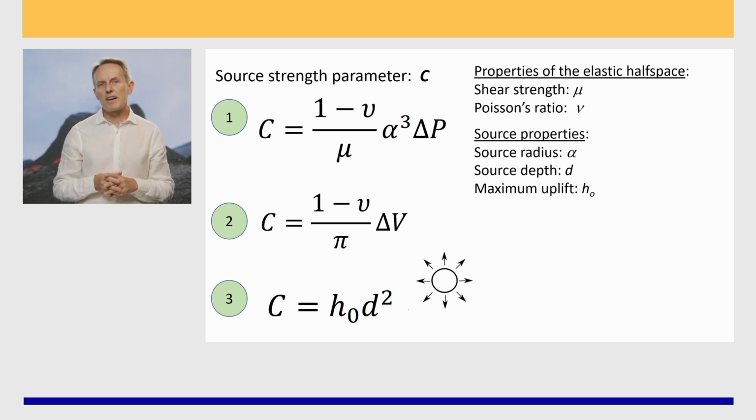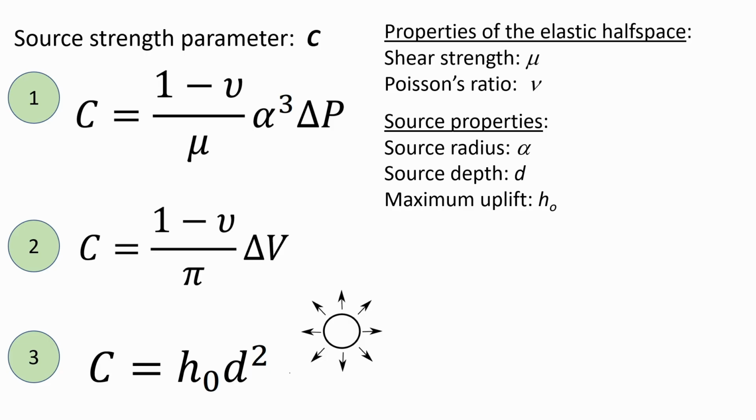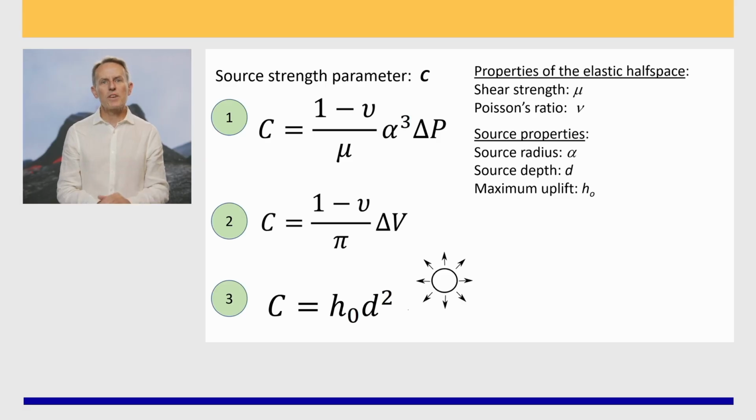Equation 2 is an alternate expression, equally valid, that shows the source strength can also be written in terms of the volume change of the spherical source, denoted by delta V. This is a somewhat simpler representation, as it only depends on the volume change of the source and the Poisson's ratio. Seismic studies indicate the Poisson's ratio for the Earth is about 0.25, so this equation allows one to infer the volume change of spherical source from surface deformation measurements.